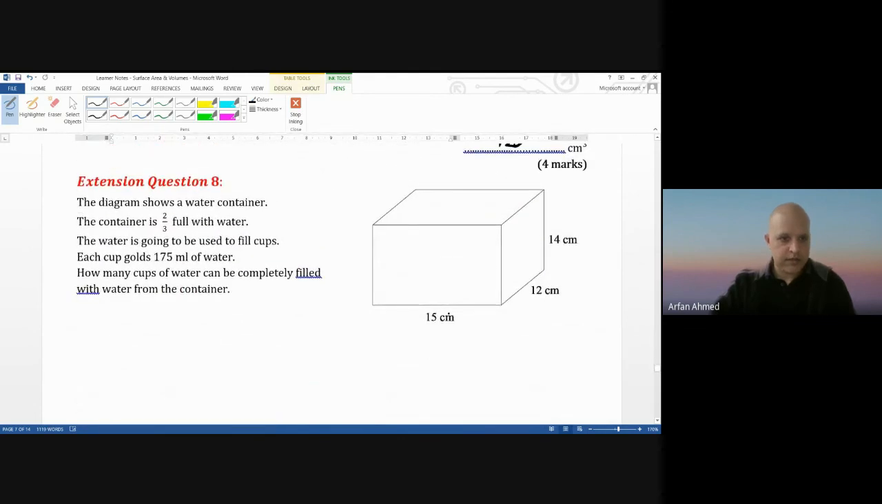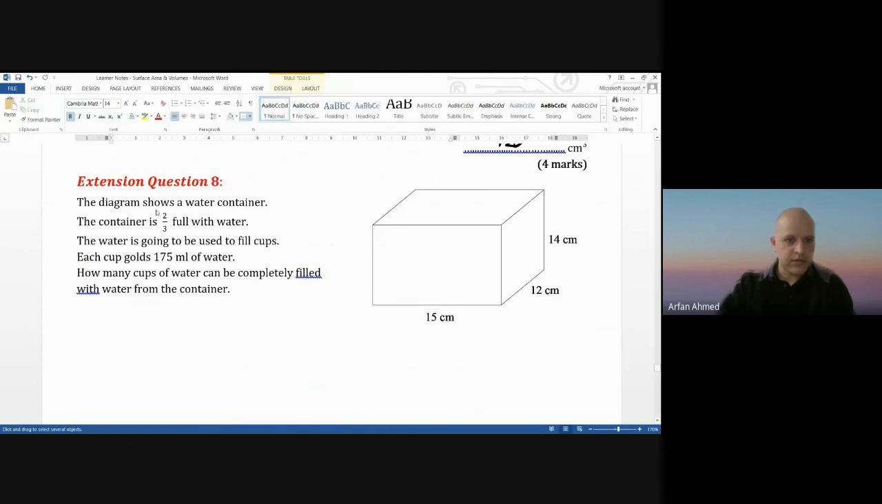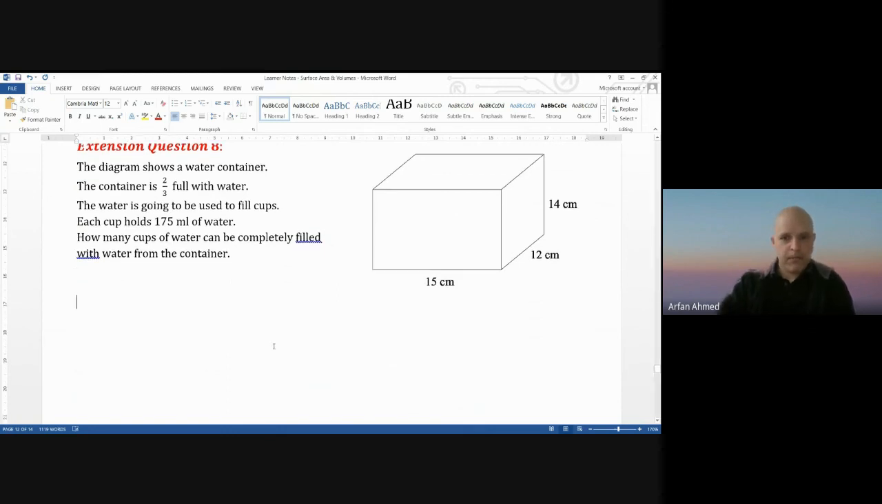Extension question 8. Diagram shows water container is 2/3 full with water. The water is going to be used to fill cups. Each cup, I should say, holds... 1 second. Let me change that. That's a typo. Each cup holds 175 milliliters of water. How many cups of water can be completely filled with the water from the container? Okay. Yeah, definitely to do with volume.